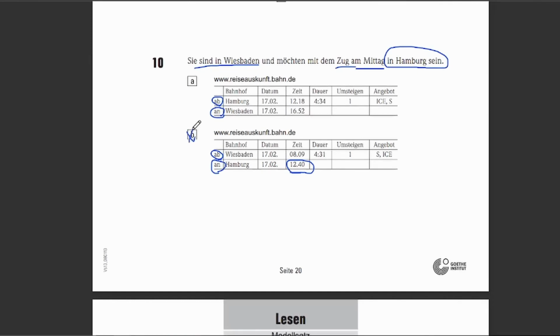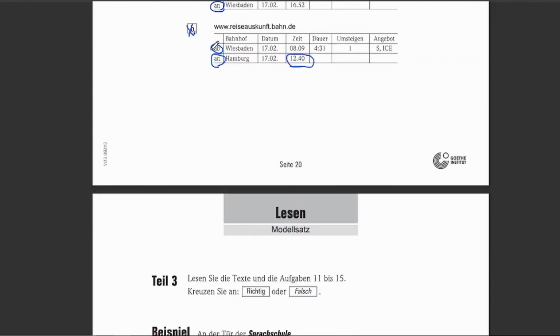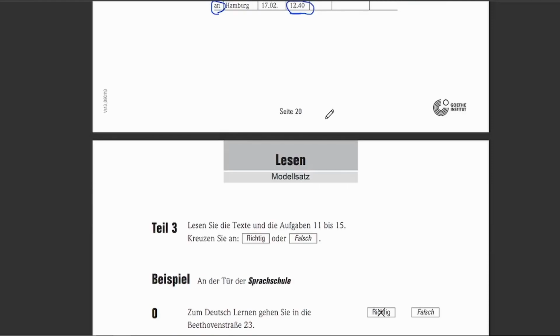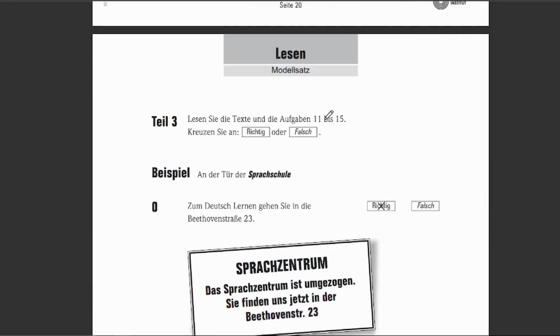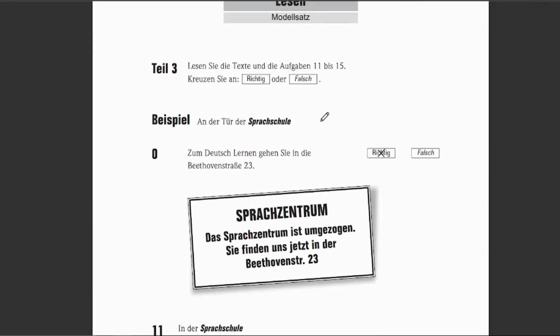So make an X. Of course, please do make a proper X. Sorry, I'm using the computer. So please do make a proper marking. So let's go for the next one.